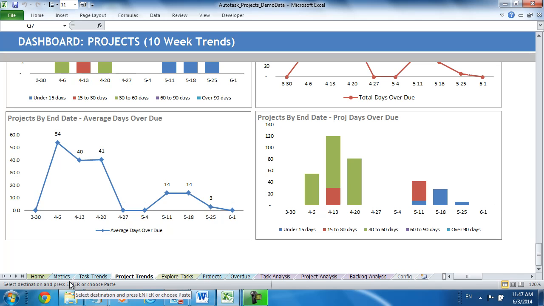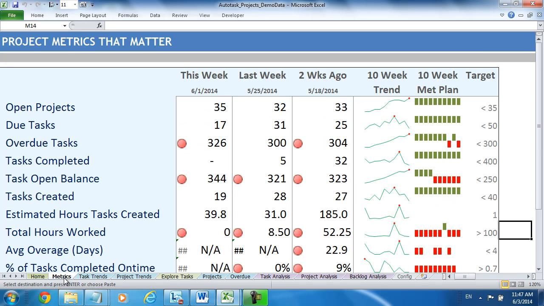One of the things that's also important when we look at the trending is we provide a Metrics That Matter screen. Similar to the other workbooks, we provide a Metrics That Matter screen that you can configure based on how the project and the task level calculations are performing. It shows you this week, last week, and 2 weeks ago, along with the 10-week trend, the 10-week against whether or not you met or missed your plan numbers, the ability to put in targets.